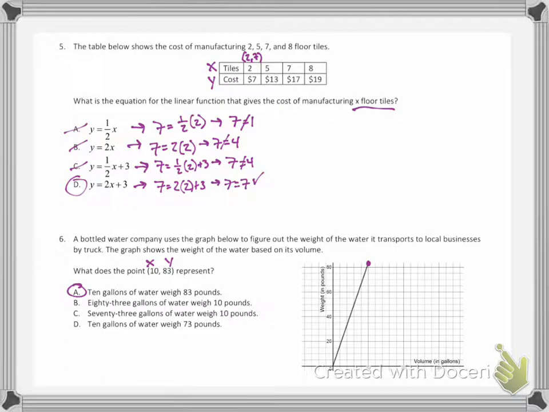B has the units reversed, and C and D randomly subtract 10 away from the weight for no good reason. So that's why A is the correct answer for number 6.